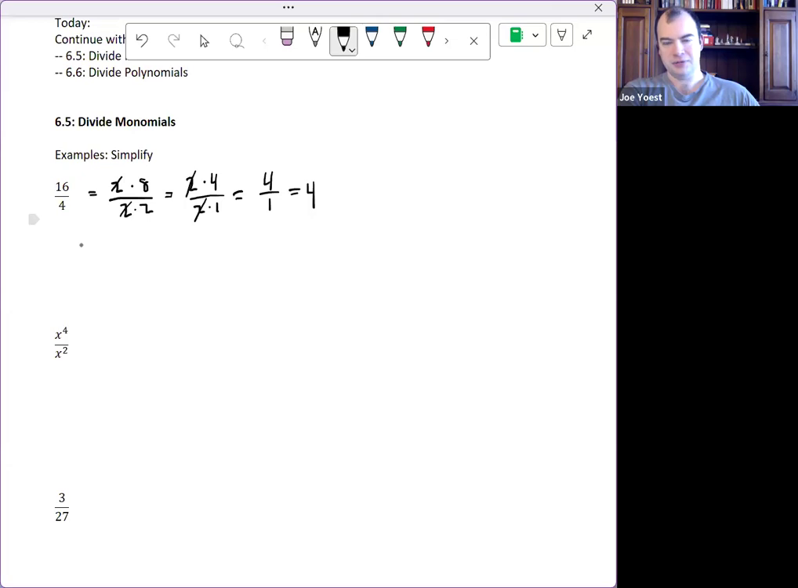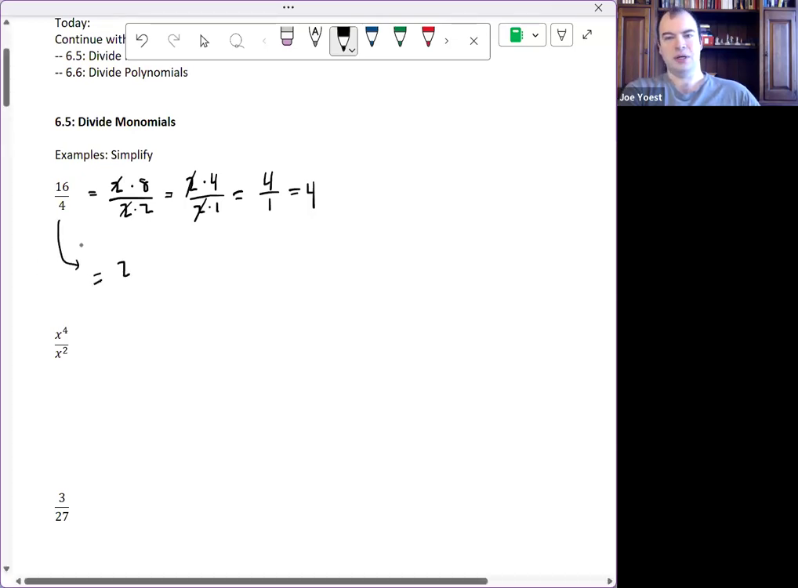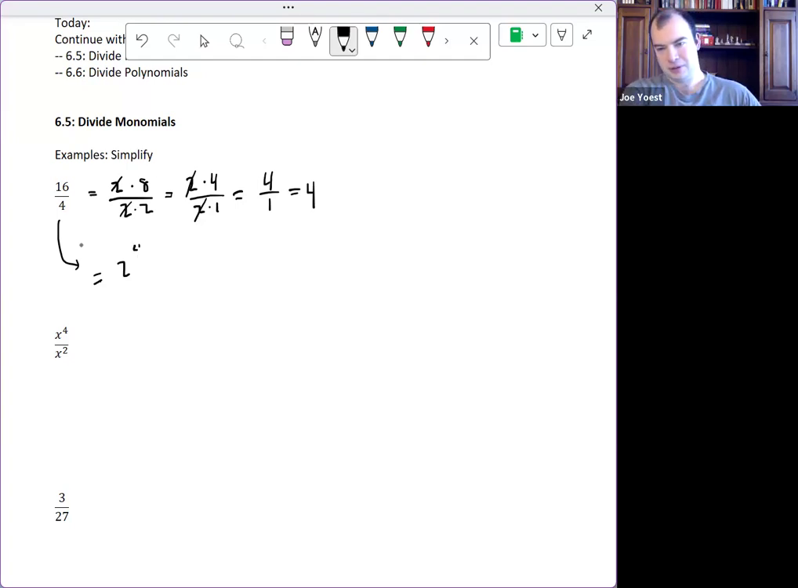Or I might be able to write this a different way. 16 has a prime factorization of 2 to the 4th power. It's 2 times 2 times 2 times 2. And 4 has a prime factorization of 2 squared. And maybe I can use a property of exponents here.